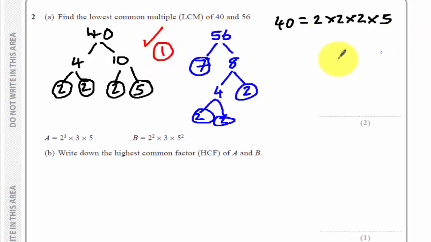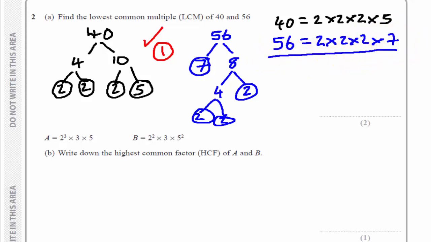So it's quite a lot of work to get 1 mark for this question, but as long as you're careful with your tables, it's not going to be too bad. And 56 is 2 times 2 times 2 times 7.